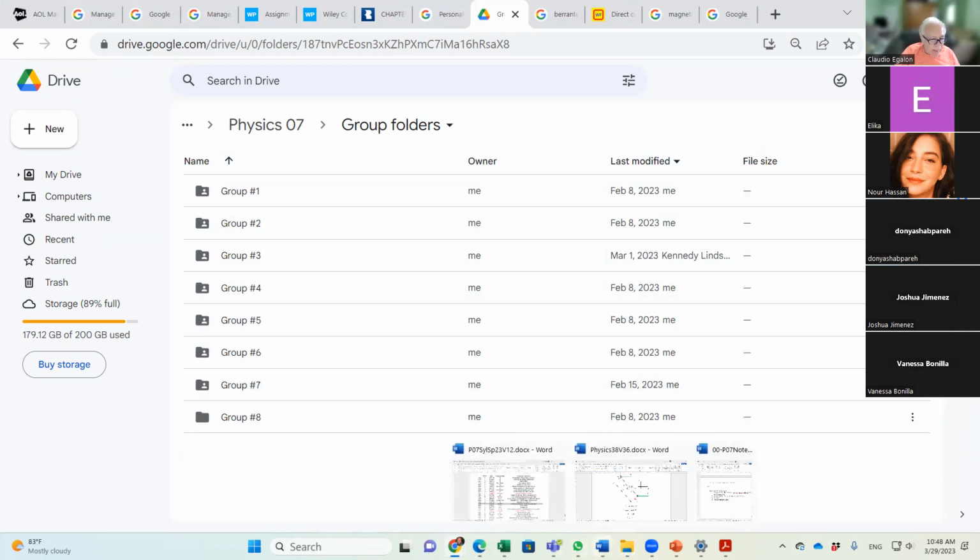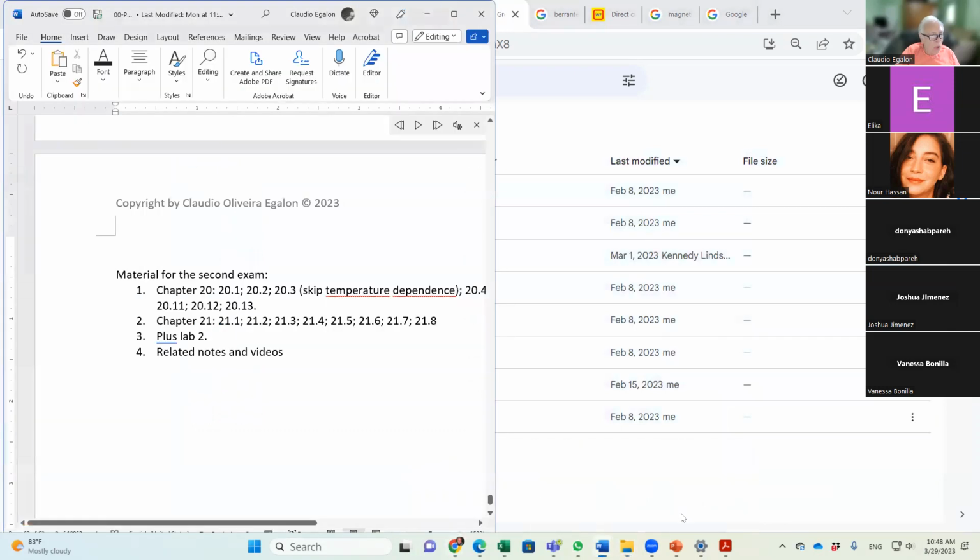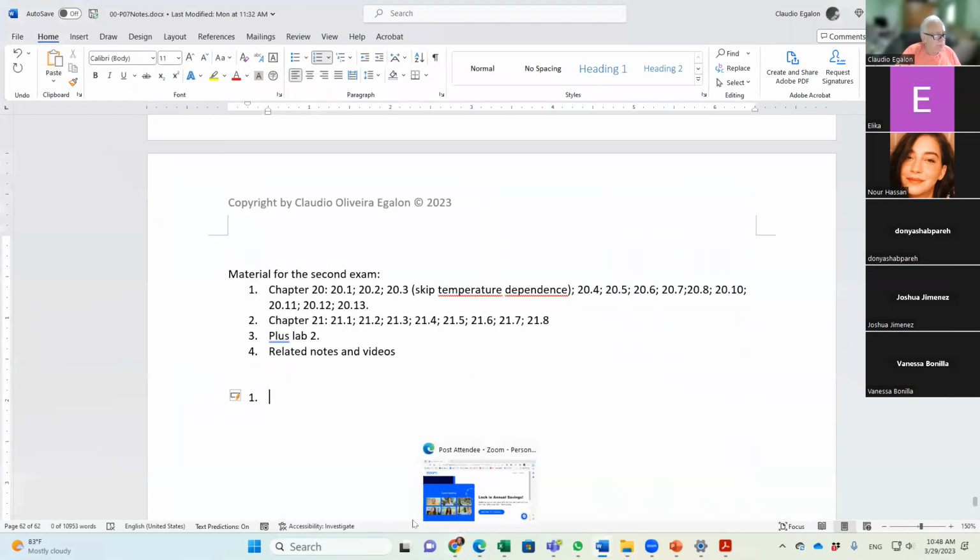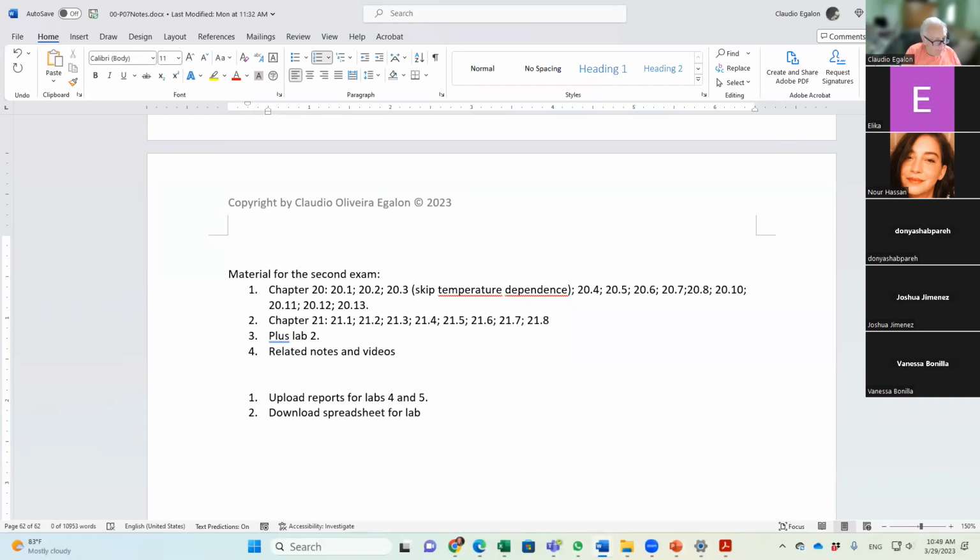And now we can go to the notes right here. First thing, 1. Upload reports for labs 4 and 5. 2. Download the spreadsheet for lab... Oh, wait a minute. Labs 3 and 4. Okay, download the spreadsheet for lab 5.